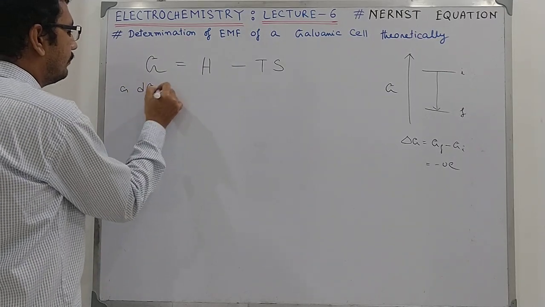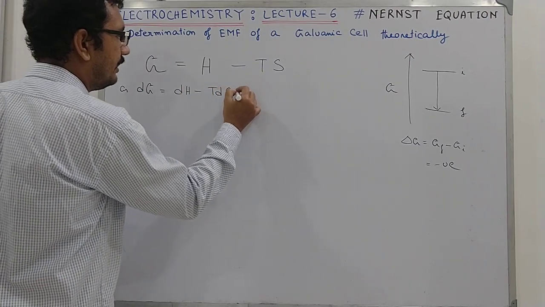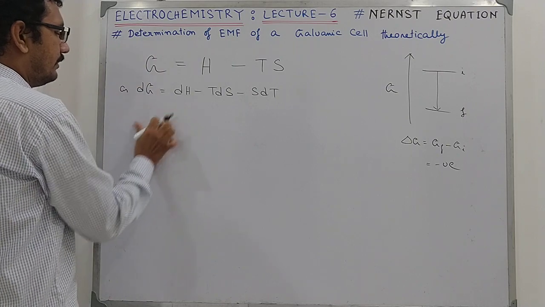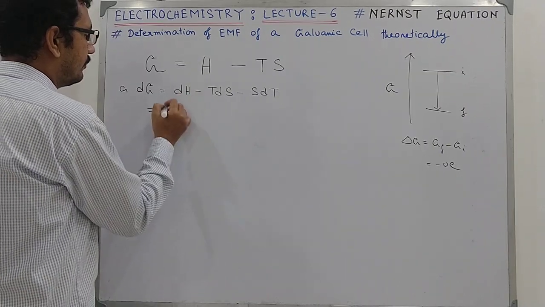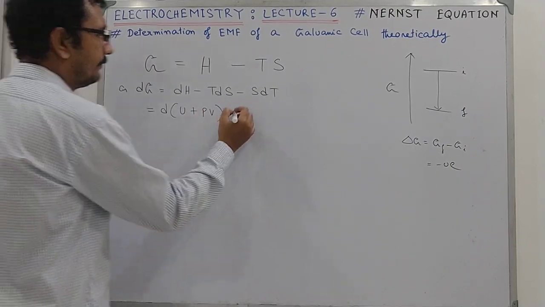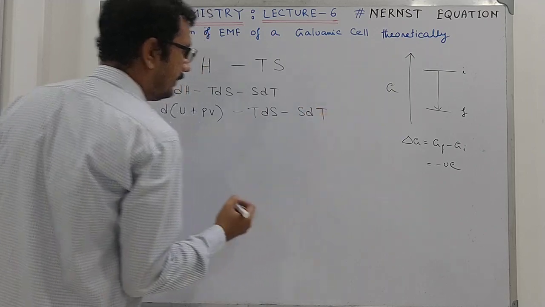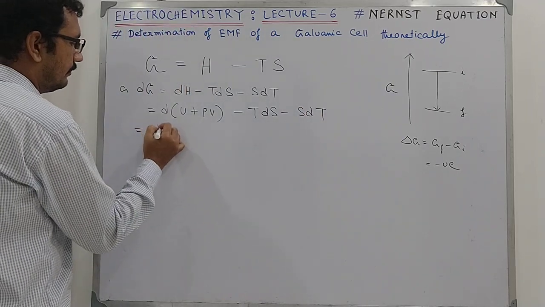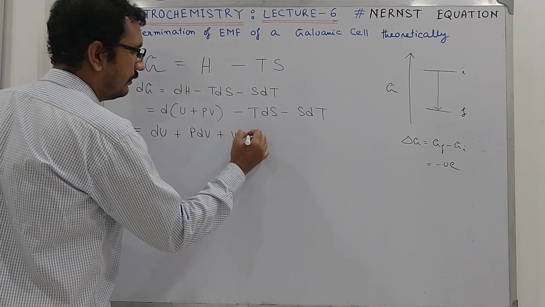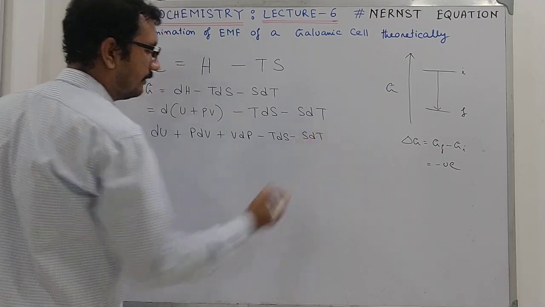If we differentiate it, what will we get? It will be dH minus TdS minus SdT. Now you know H is the total heat content, enthalpy, so it will be d of U plus PV minus TdS minus SdT. Now it is dU plus PdV plus VdP minus TdS minus SdT.